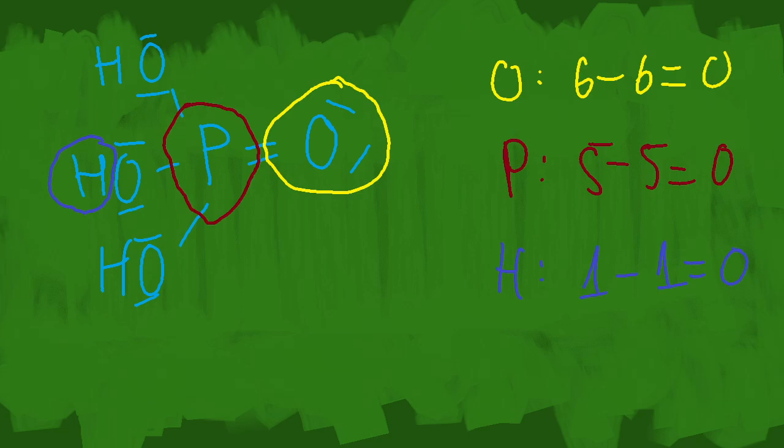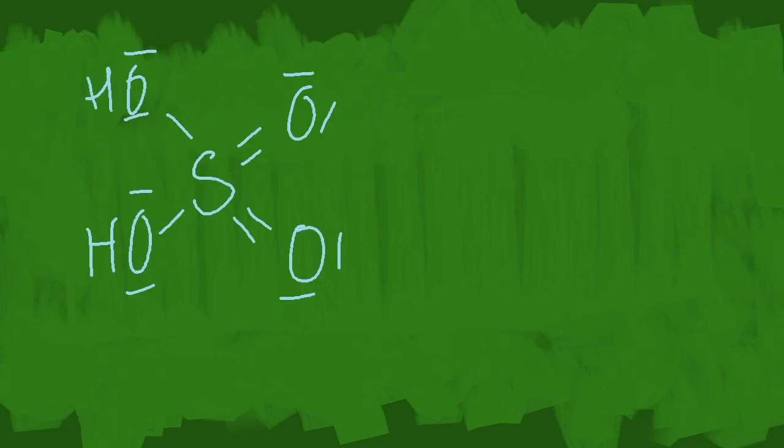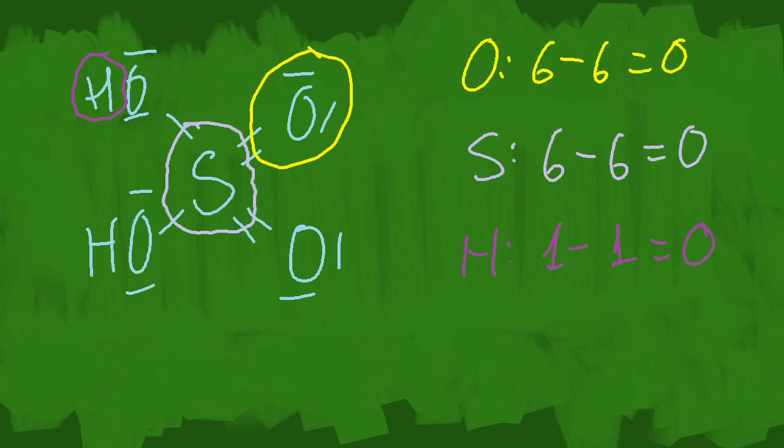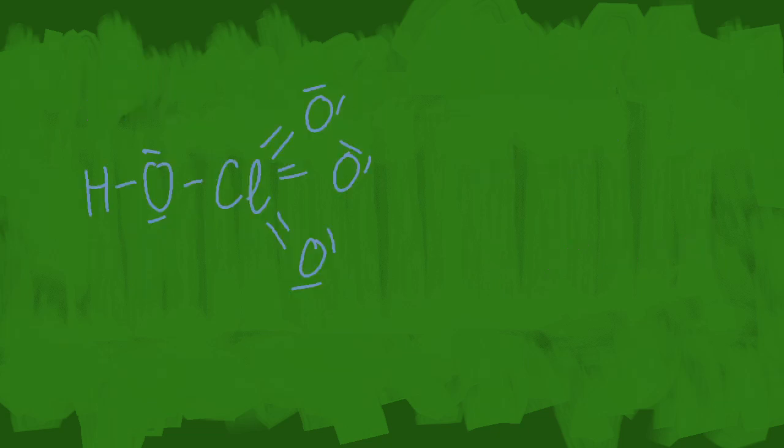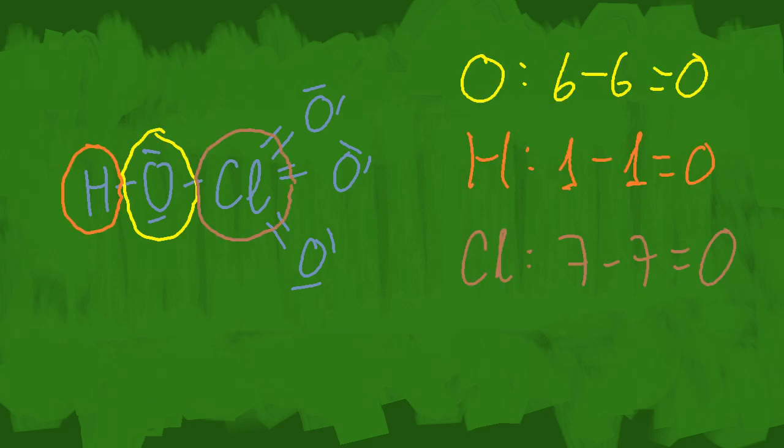So, for phosphoric acid, 3 OH groups are connected to phosphorus and 1 oxygen with a double bond is connected to it. The formal charge for all elements is 0. For sulfuric acid, sulfur is connected to 2 OH groups and connected to 2 oxygens by double bonds. All formal charges are 0. For chloric acid, chlorine is connected to an OH group and connected to 3 oxygens via double bonds. All formal charges are 0.